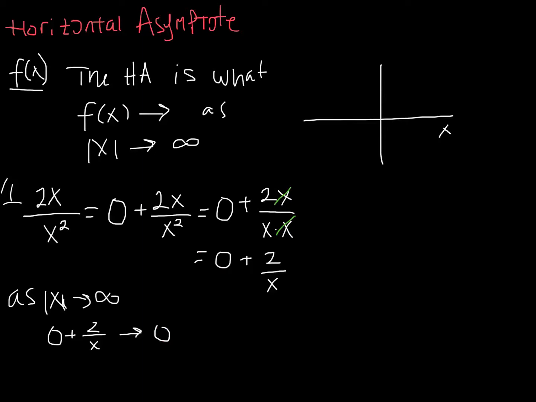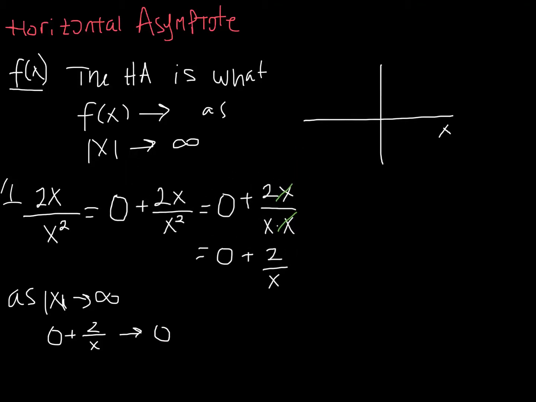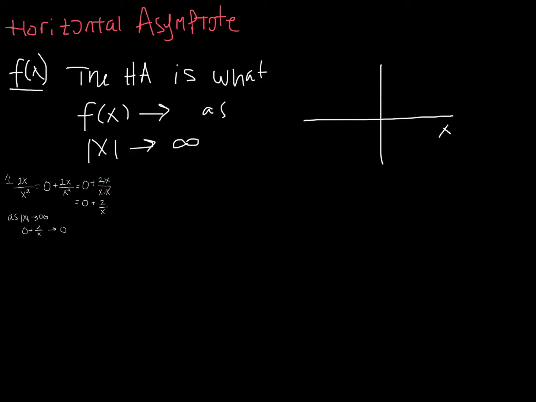The second possibility is that the degree of the numerator and the degree of the denominator are the same. So let's say we have 3x squared divided by x squared. What's the horizontal asymptote of this function? In other words, what happens as x approaches infinity or negative infinity?